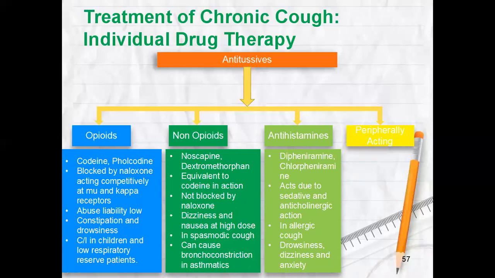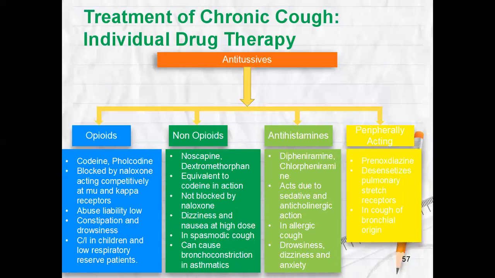The next group that I'd like to talk about is peripherally acting antitussives, which include prenoxdiazine. They act by desensitizing the stretch receptors, so they act at the receptor level. And they are usually preferred for cough of bronchial origin, which includes bronchiectasis, COPD, acute bronchitis, chronic bronchitis, etc.